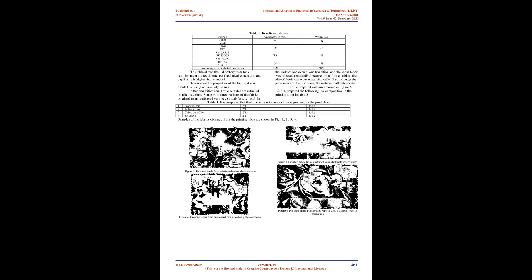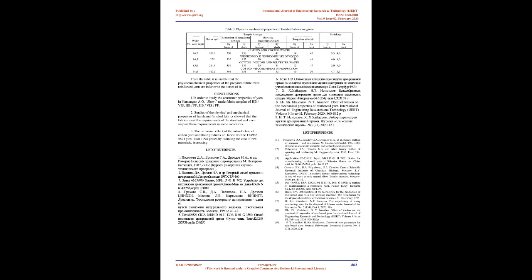Samples of the fabrics obtained from the printing shop are shown in Fig 1, 2, 3, 4. Figure 3. Finished fabric from reinforced yarn, cotton polyester waste. Figure 4. Finished fabric from twisted yarn of cotton viscose fibers in production. Figure 2. Finished fabric from reinforced yarn of cotton polyester waste. Table 3. Physico-mechanical properties of finished fabrics are given.